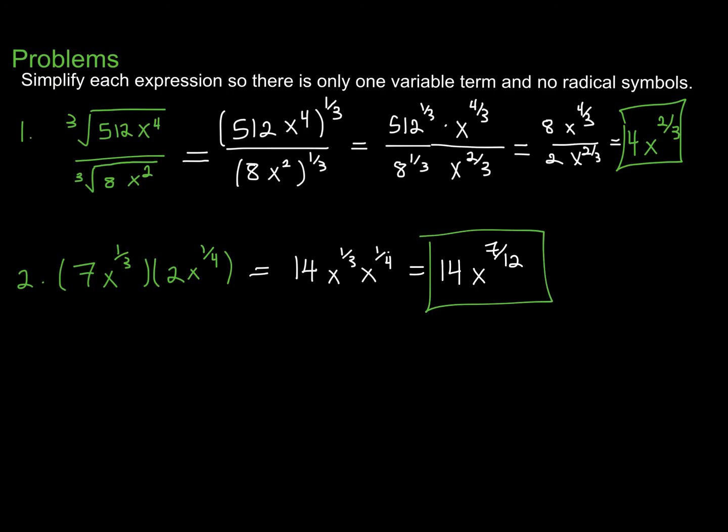All right, I'm going to go ahead and give you two more to try on your own that we'll take a look at in class. All right, here are two more for you to try. Make sure that you write them without the radical symbols, simplified so that there's only one variable term. And you might be able to do some extra simplifying as well.